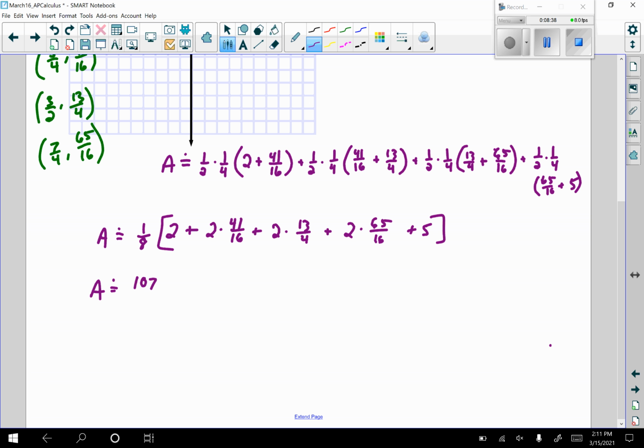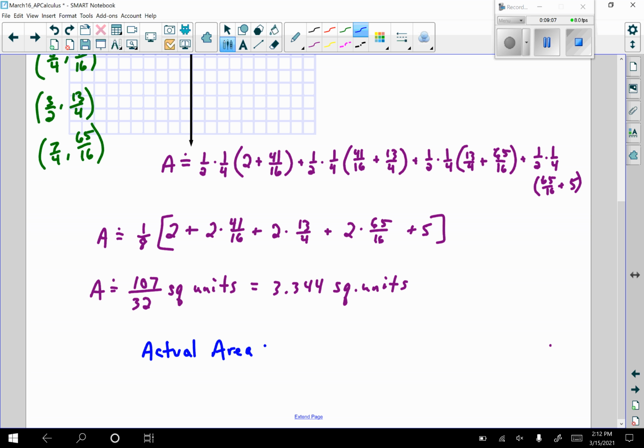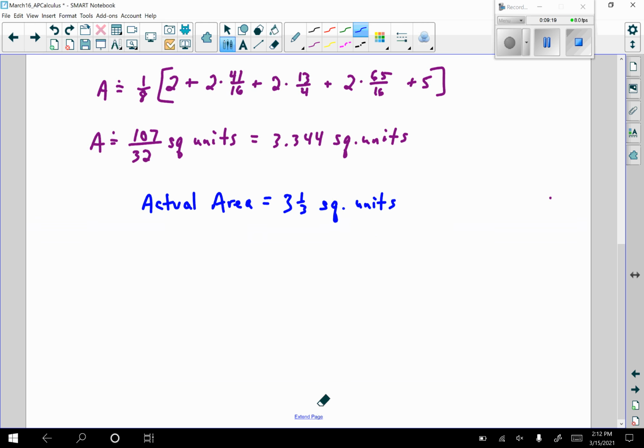This should give us 107/30 square units, which should be even more accurate. So this actually turns out to be 3.344 square units. And the actual area is equal to 3 1/3 square units. So even more accurate than what we were looking at with rectangular approximations.